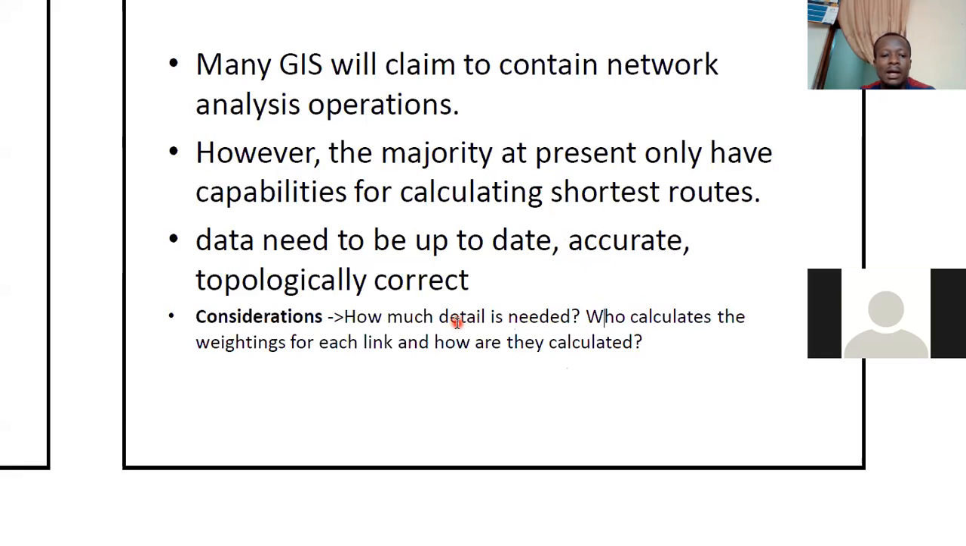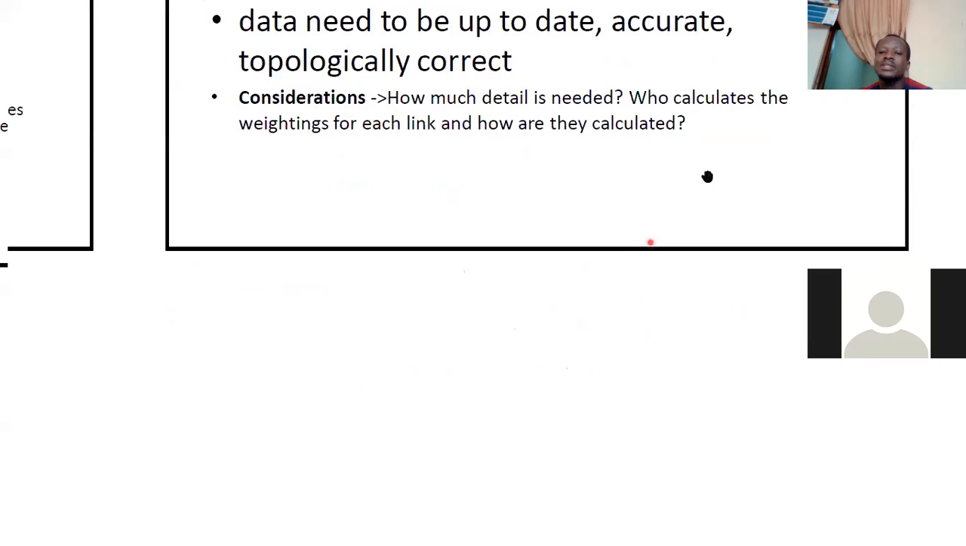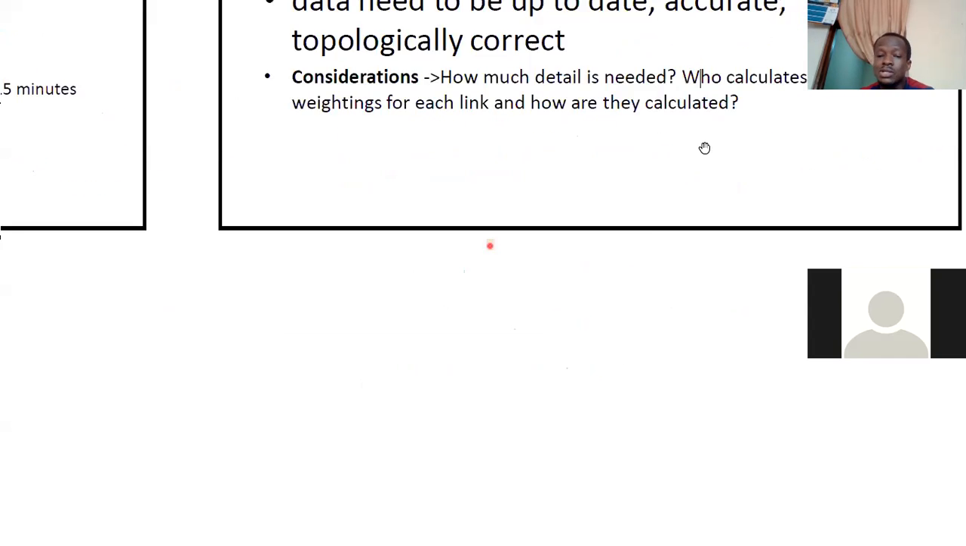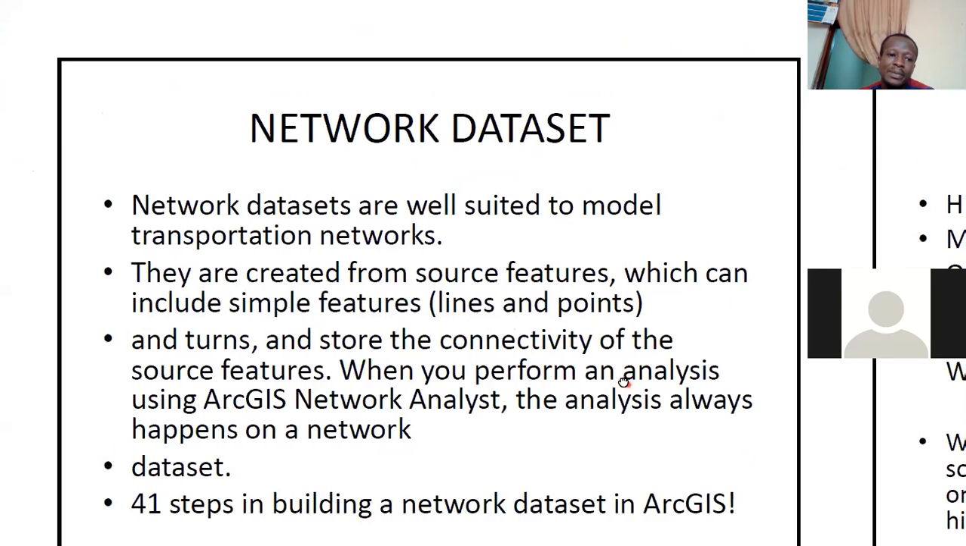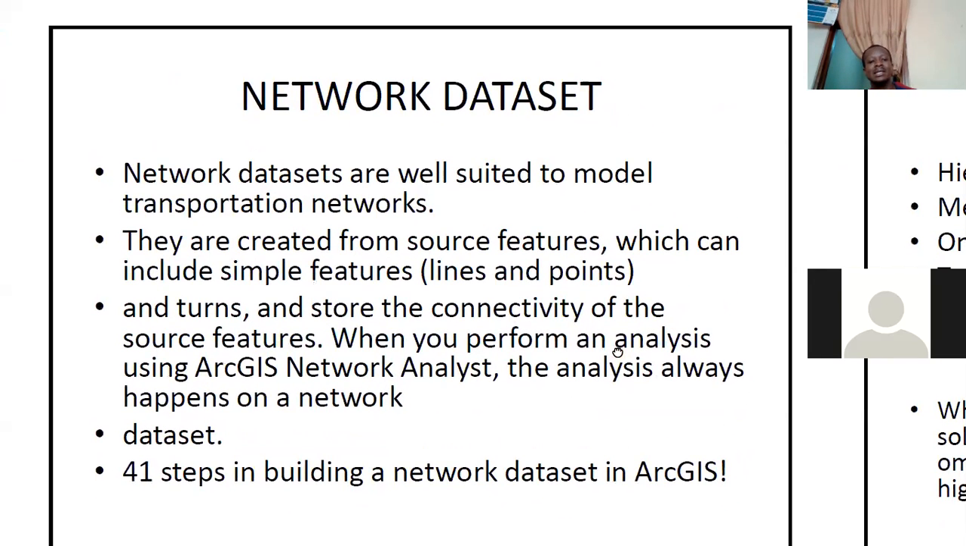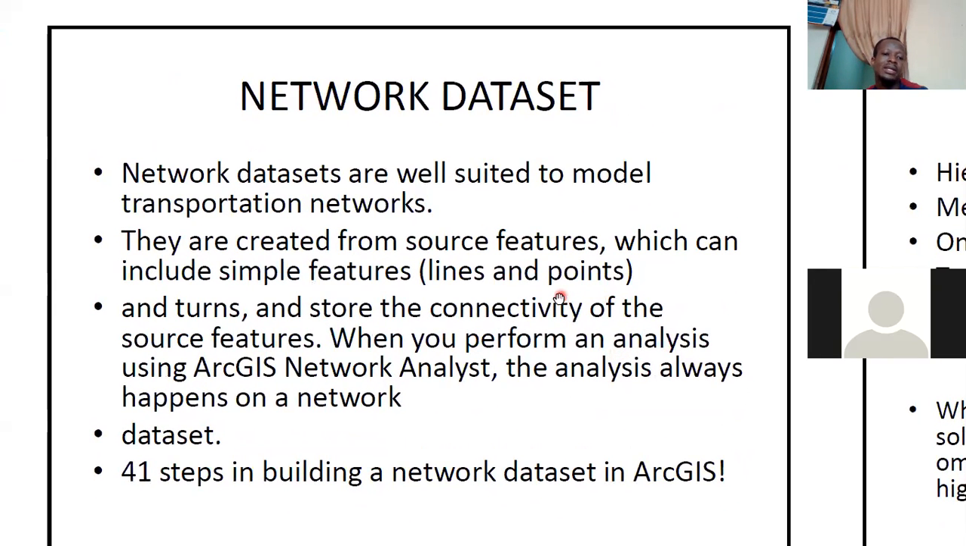So I don't know why I put this one here. It's a consideration. How much detail is needed? Who calculates the weightings for each link and how are they calculated? Obviously, once we are talking about links, we're talking about networks. The issues that come up: the network data set is fundamental. First, you have to build a network data set.